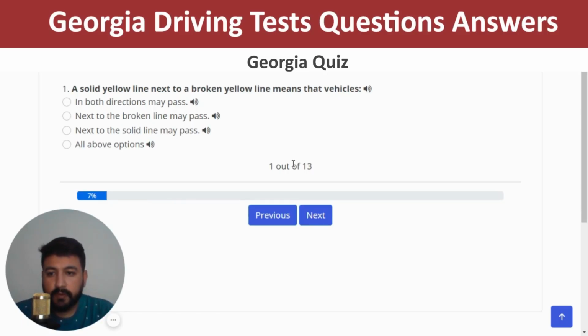Here we go. The first question is a solid yellow line next to a broken yellow line means that vehicle. So the right answer of first question is next to the broken line may pass.